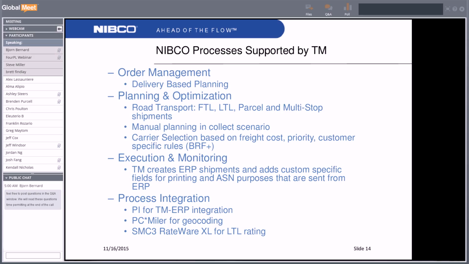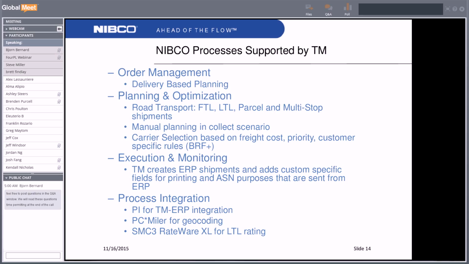As far as execution and monitoring, TM is used to generate our ERP shipments. The TM freight order document then becomes the shipment in ECC, and ECC is the system of record for us. So all of our outputs, such as our bill of lading and our ASNs, continue to be generated out of ECC, and that's strictly because we didn't want to go back and redevelop all of those outputs in another system.